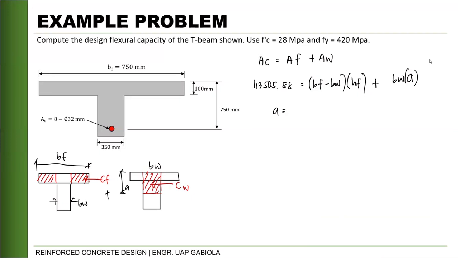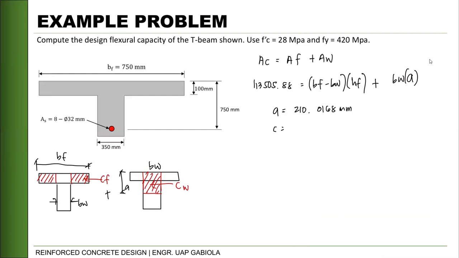So, 113,505.88 minus, we transpose the first term on the right side to the left side. So we have 750 minus 350 times the height of the flange, which is 100. And then divide this answer by 350 for the width of the web. We have A equals 210.0168 mm.